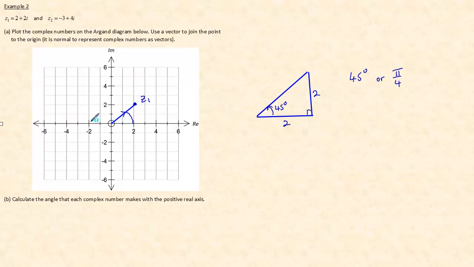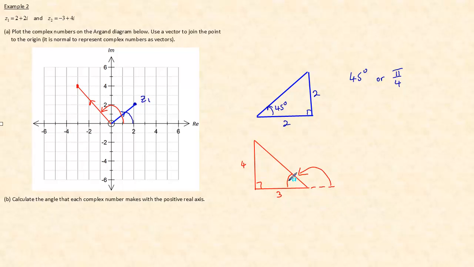Now we have negative 3 plus 4i, so that would be up here. So use a vector, and the angle that that makes with the positive real axis is this angle just here. So what we have is a triangle over here, so that this is 3 and this is 4, and we're wanting this angle just here.